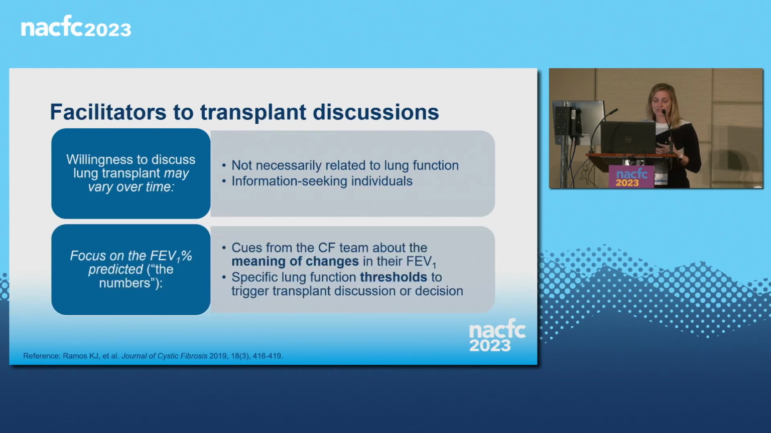There was a focus on the FEV1% predicted. People often called it the numbers, and people with CF take cues from their CF team about the meaning of those changes in their FEV1, and they also suspect that there may be specific lung function thresholds that trigger either transplant discussions or decisions, and if they don't know what those thresholds are, then they keep anticipating, well, when are we going to talk about it?